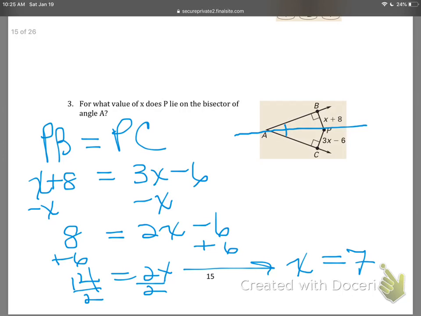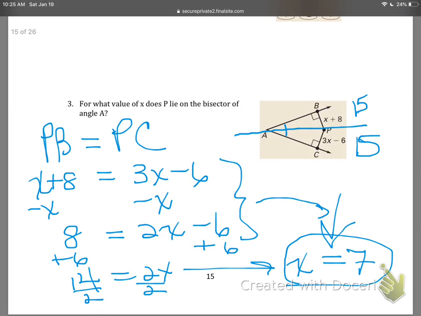Now, they only ask us for x, but let's verify our answer by plugging x into the two segments I've identified. So if you're trying to find BP, 7 plus 8 is 15, using x is 7 in the expression. And for the next expression, for PC, 3x minus 6 is the expression. Plug in 7, you get 21 minus 6. You also get a 15, so that verifies that my work here that led to this is correct. So that ends the notes for this section.